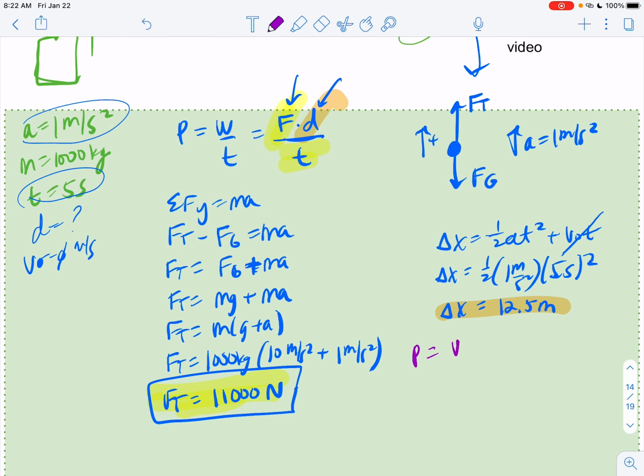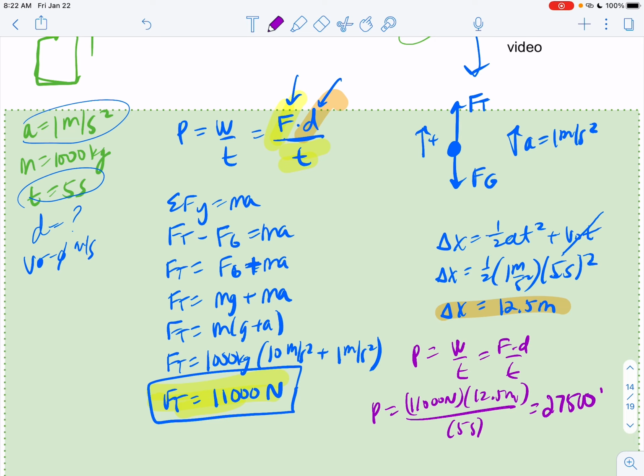So when I do work over time, which is force times distance over time, my force was 11,000, my distance was 12.5 in 5 seconds. That gives me a power of 27,500 watts. Remember, joule per second, newton meters is a joule, over seconds, that's a watt. So that's kind of how a power problem might look.